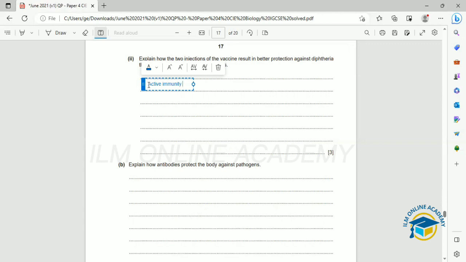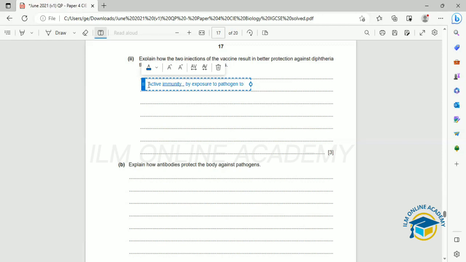Active immunity means that exposure to a disease-causing organism triggers the immune system to produce antibodies for that disease. So your body would now produce the specific antibodies for that disease, and when the real pathogen enters, your body would be able to fight that disease. So that is active immunity, by exposure to pathogen.